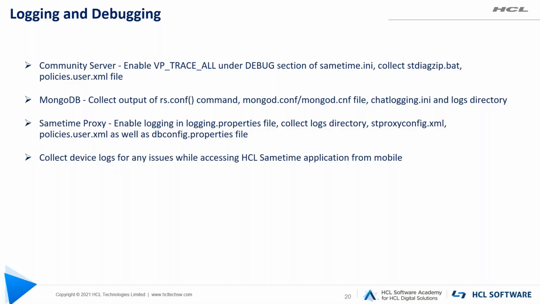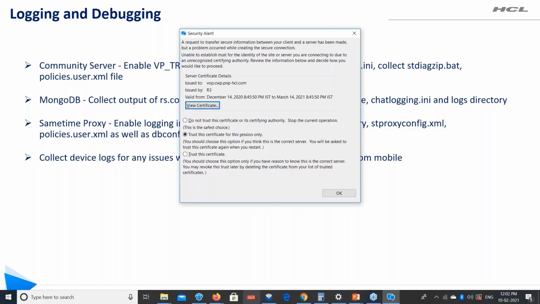So from MongoDB, you can collect the mongod.conf file to check the configuration details related to MongoDB, the logs directory from MongoDB, and one of the important things is the output of the rs.conf command to understand the replica set configuration. Particularly, review the FQDN details for MongoDB, since we have noticed there are several issues that you may encounter if this is not set correctly. We'll see some of the issues in the upcoming slides.